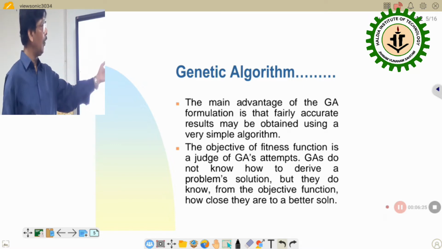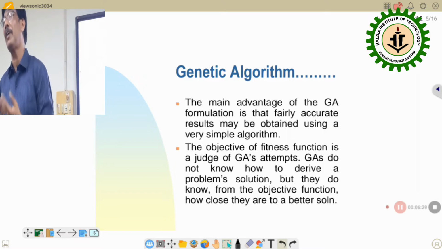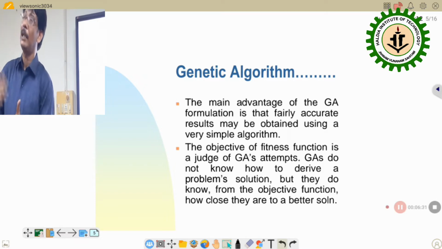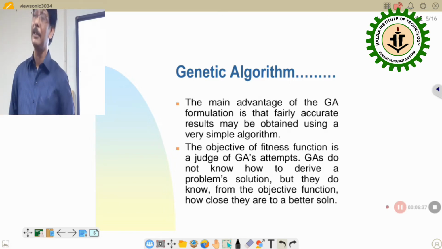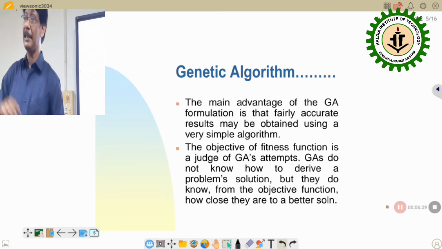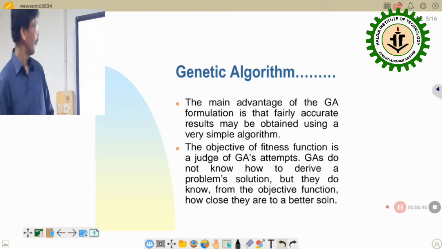Here, the GA algorithm depends upon randomness, and you have to find out how close you are to the optimal solutions. According to that, you can change your strategy, what you will do next time for the genetic operations to find the next generation, the offspring of the next generations.